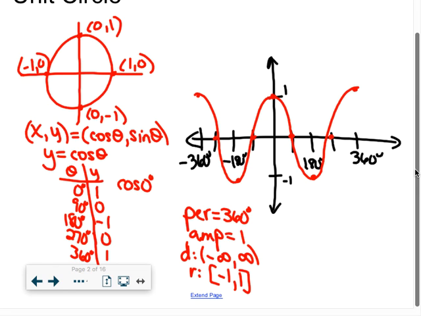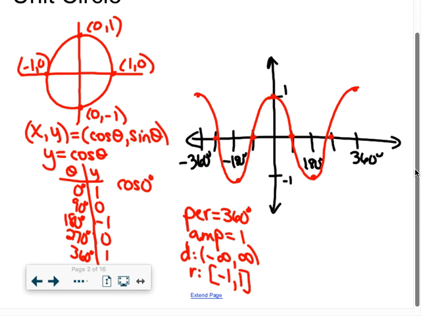The good news is if you ever forget where sine starts or where cosine starts, you make a unit circle and you've got to remember cosine is 1, sine is 0, okay? So when I did this, I got 1, 0, negative 1, 0, 1. The period length for cosine is also 360 degrees. The amplitude is 1. Now this is for cosine x or cosine theta. The domain is negative infinity to infinity, and the range oscillates between negative 1 and 1.